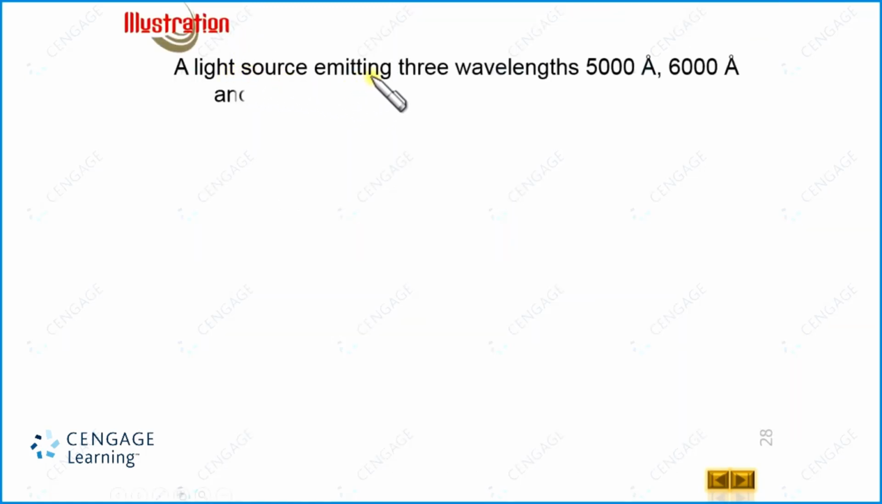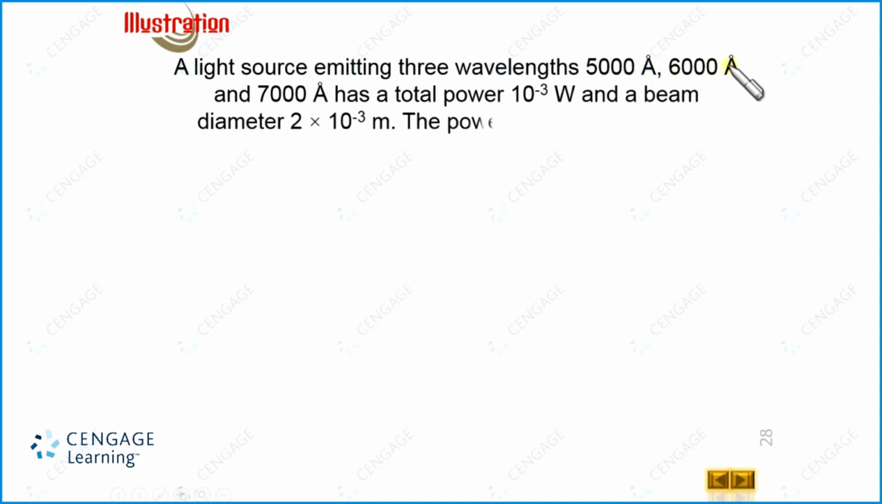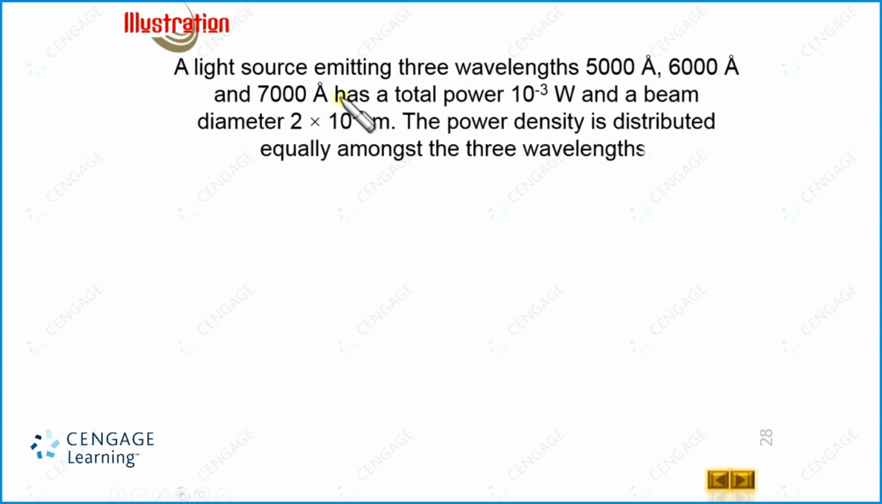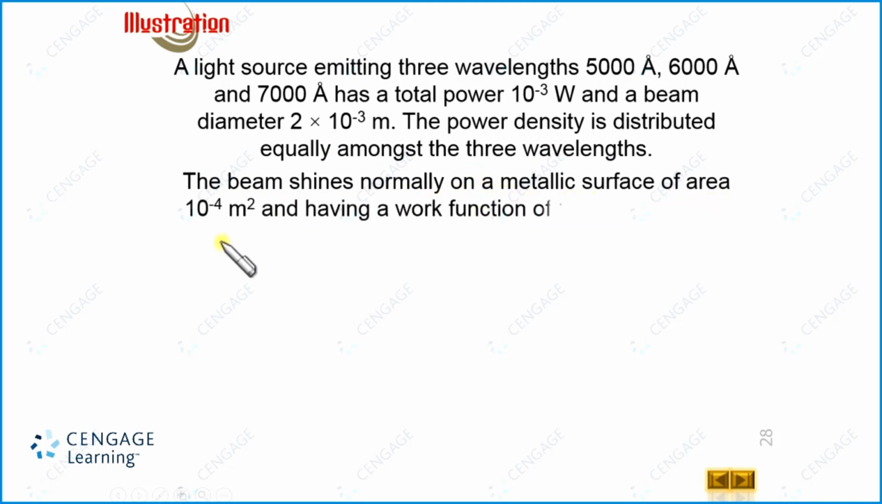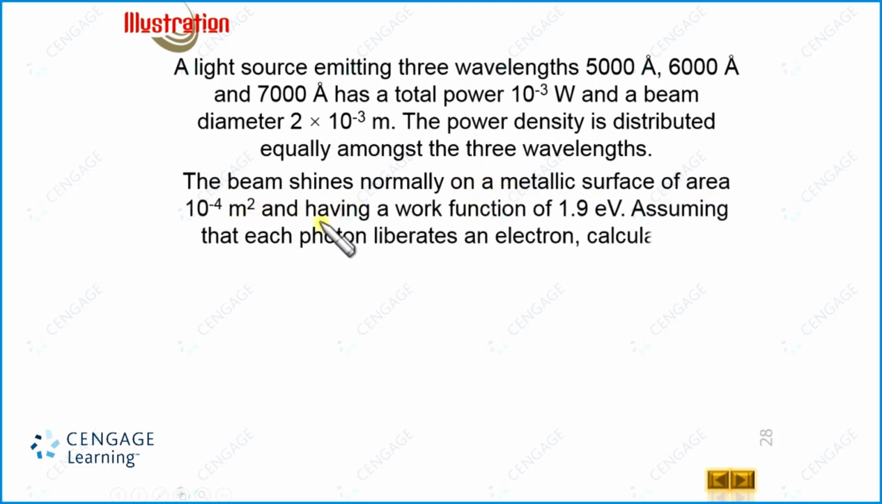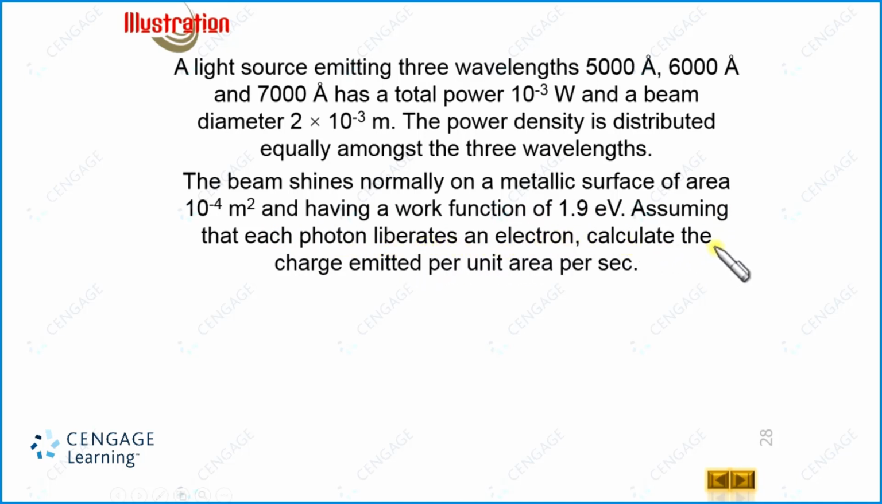A light source emitting three wavelengths, 5000 angstrom, 6000 angstrom and 7000 angstrom, has a total power 10 to the power minus 3 watt and a beam diameter 2 into 10 to the power minus 3 meter, right? The power density is distributed equally amongst the three wavelengths. The beam shines normally on a metal surface of area 10 to the power minus 4 meter square and having the work function 1.9 electron volt. Assuming that each photon liberates an electron, calculate the charge emitted per unit area per second.